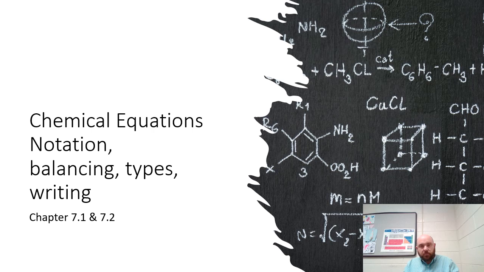In Chapter 7, we are going to start taking a look at chemical equations, their notation. We're going to learn how to balance them, why we have to balance them, and then we'll follow up with looking at some common types of chemical reactions and their common equation characteristics, as well as finishing by writing some of our own chemical equations to describe some reactions.